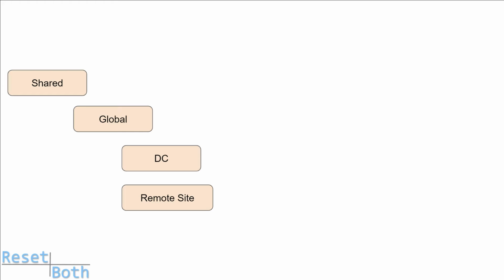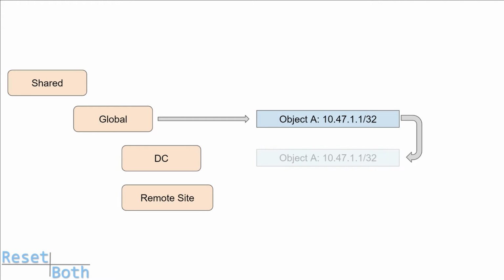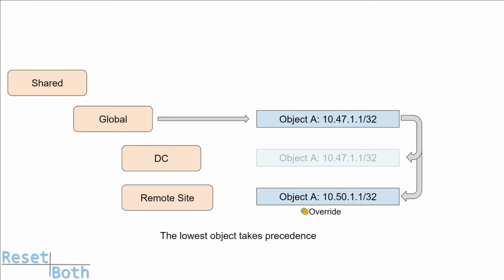Here I have two device groups, Remote Site and DC, and they are child device groups of the global device group. If I create an object in the global device group, this object is then inherited by all its child device groups. This can be very useful when you want to have the same object with the same value across multiple firewalls. But what if I need an object at one particular site or location to have a different value? I can use the override feature on a child device group object to override the value.